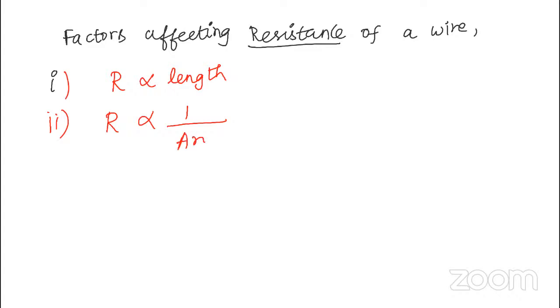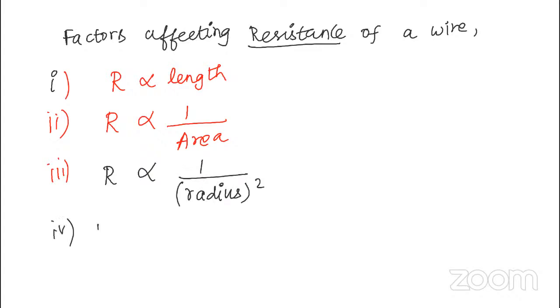Very good. Then third one, R, which is proportional to 1 by radius the whole square. So there is a formula like this also. Then R, which is proportional to 1 by tau. There is a relation like this also. Okay, so for the problems and all, we are using these.